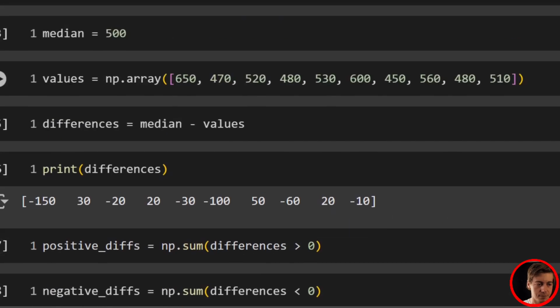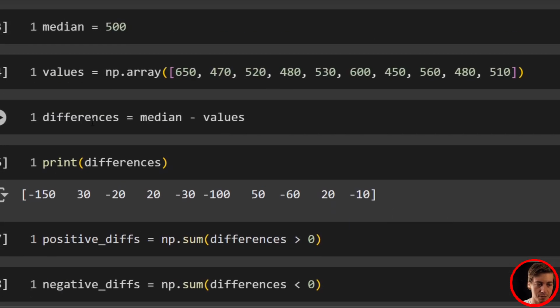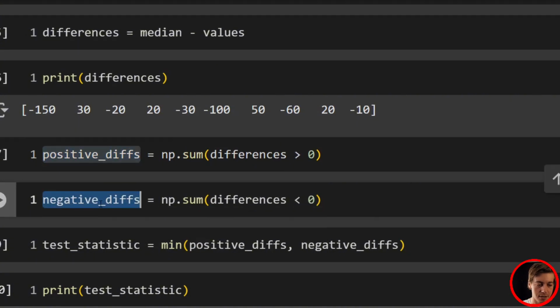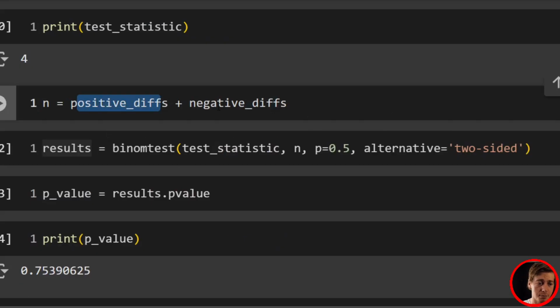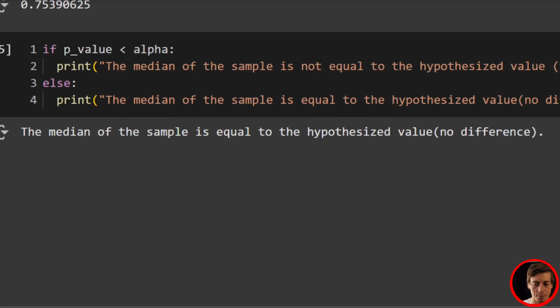So find the differences between your values and the median, positive, negative, use the min as the test statistic, then find the n, which is positive plus negative. Then you just run a binomial test, and yeah, you get your p-value from there.